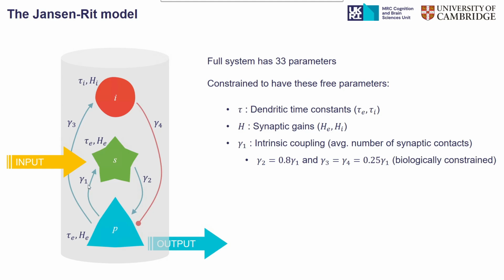Now, based on biological constraints identified through rodent studies, the other average numbers of synaptic contacts, that is gamma 2, gamma 3 and gamma 4, are usually expressed as fractions of gamma 1. So for example, gamma 2 is 80% of gamma 1. So if there were 100 connections from pyramidal cells to spiny stellate cells, there would be 80 in the opposite direction.